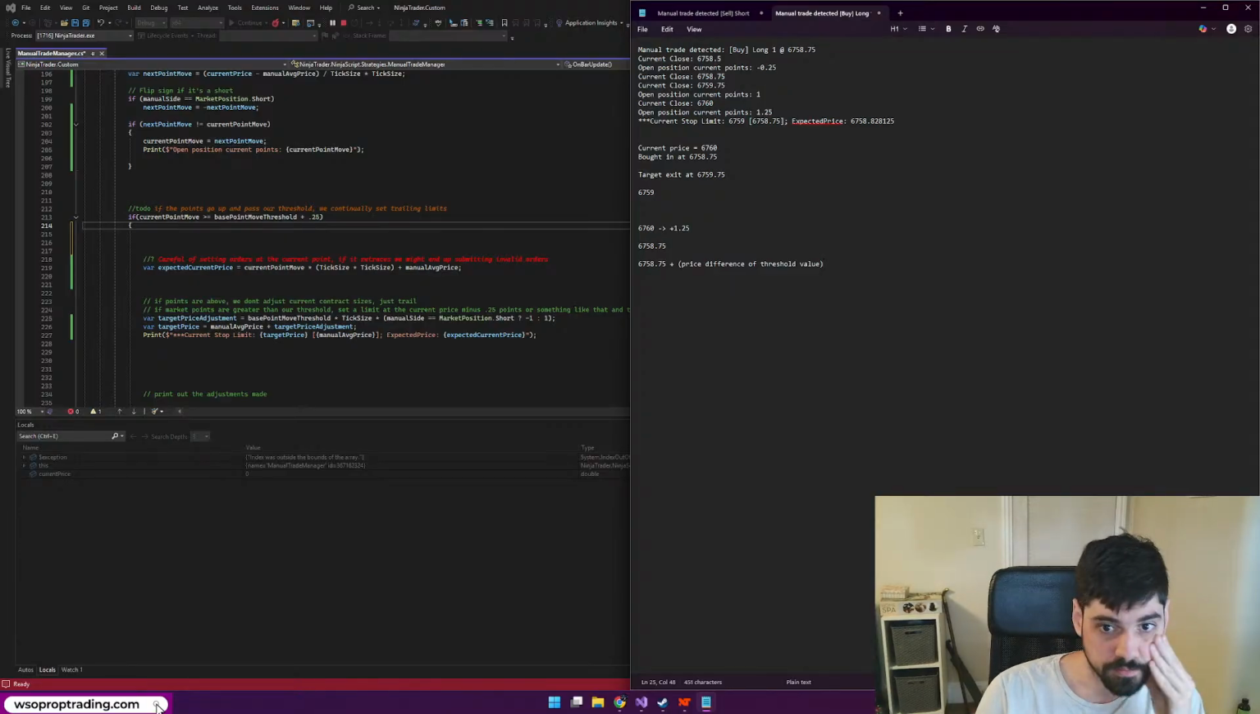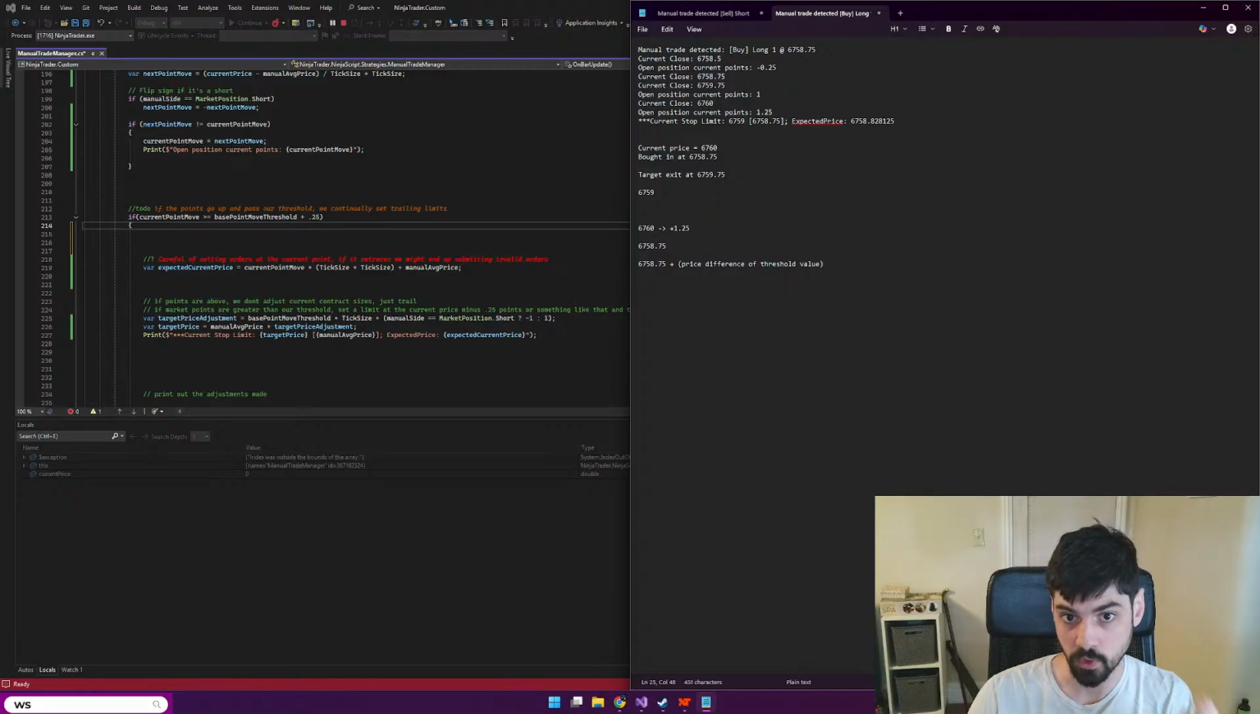Okay, so 6758.75. I was trying to do the buy-in plus the difference in price at the current threshold. So the current threshold being 1 in this market, it would just be $1, right? 6759.75 is the goal. Now we aren't doing that.